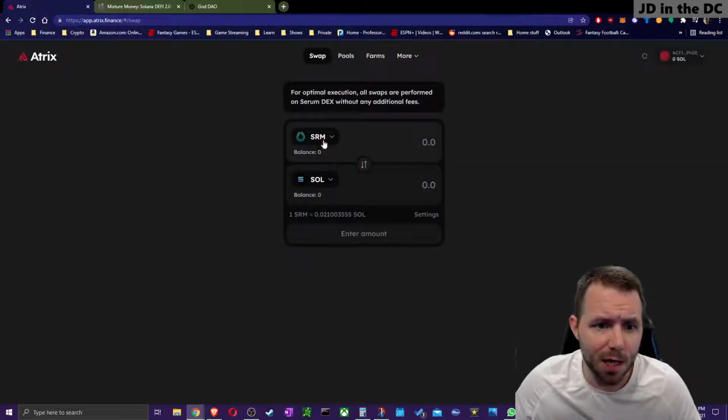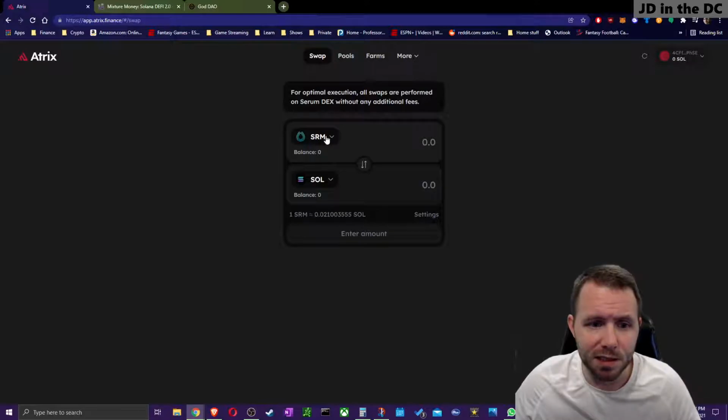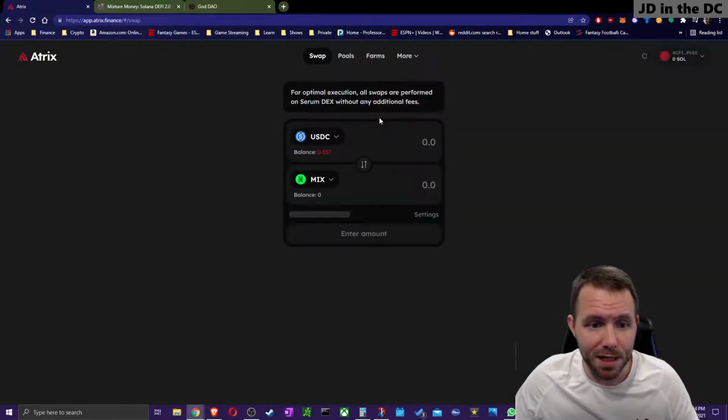Essentially with swaps, the top token here is the one that you have in your wallet. So let's say it's USDC coin. I have 55 cents. And I wanted to swap for Solana or maybe Mix, right?